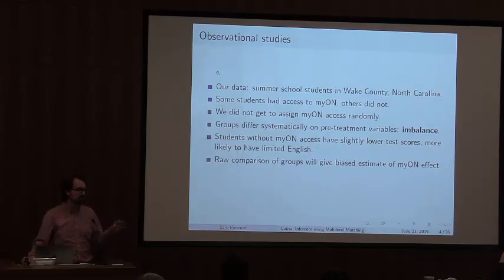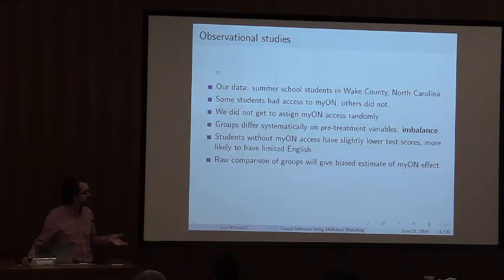In this data, it was pretty clear that Mayan access, we didn't really get the full story about how individual students had gotten this Mayan access and others did not, but it was pretty clear it wasn't random because we could see systematic differences just measured in the data between the groups of students who received access to the reader and those who didn't. In particular, students without Mayan access tended to have slightly lower test scores for the year prior to summer school, and they also were more likely to have limited English proficiency.